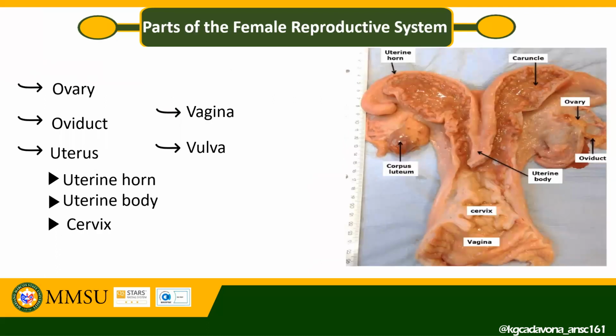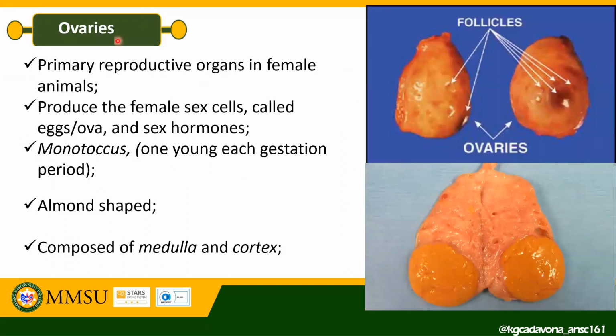Now, to give you an outline of the different parts of the female reproductive system of a dairy animal, we have the following: the ovaries, oviducts, uterus, which is composed primarily of three parts: the uterine horn, the uterine body, and the cervix, then the vagina, and the vulva. So let's discuss them one by one. First, we have the ovaries. The ovaries are considered to be the primary reproductive organs in the female animal. This is in general.